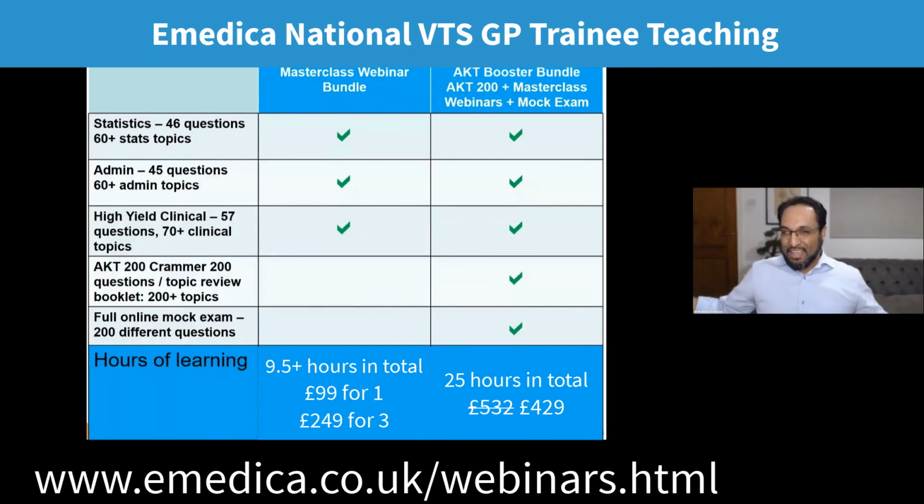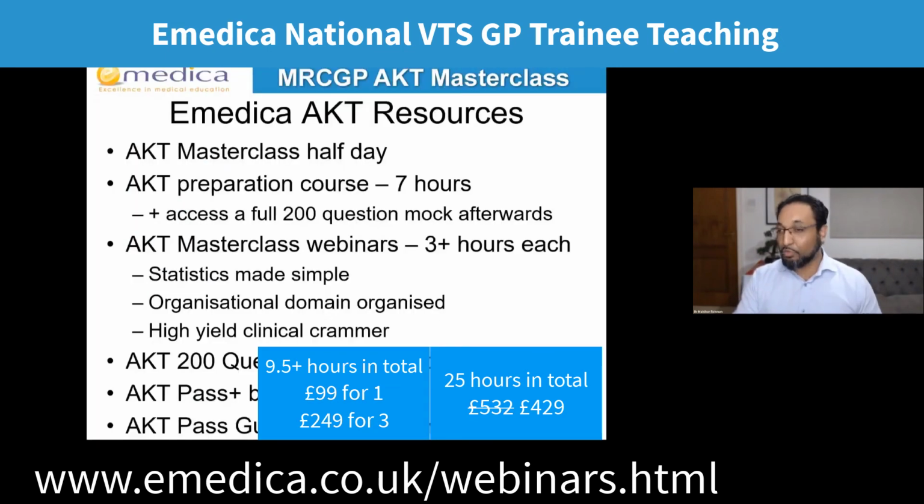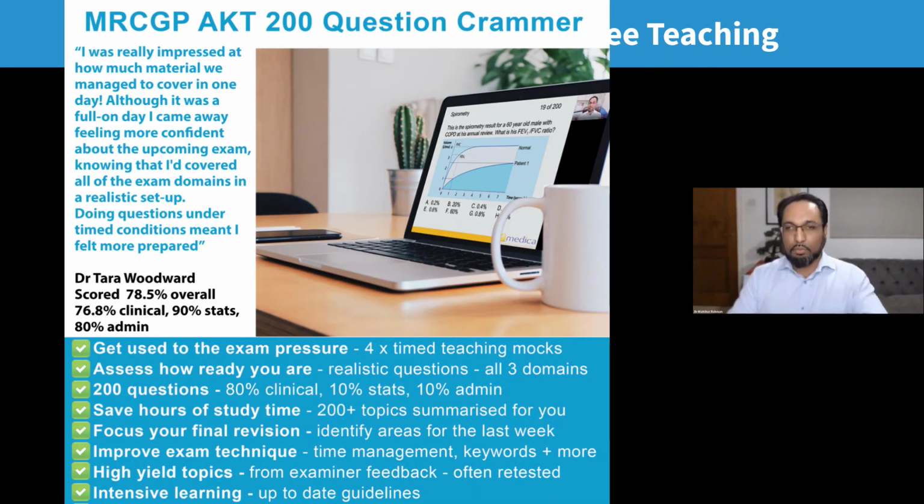Clinical's huge. So by this stage, you should have covered the bulk of topics. If you haven't, you're not going to be able to cover everything in a week. What you can do in a week is at least cover all the high yield ones, the ones that come up most often, or that examiners have mentioned as problem areas. So you could do that through these webinars or through the AKT 200 or the booster bundle, which includes all of those. Okay.